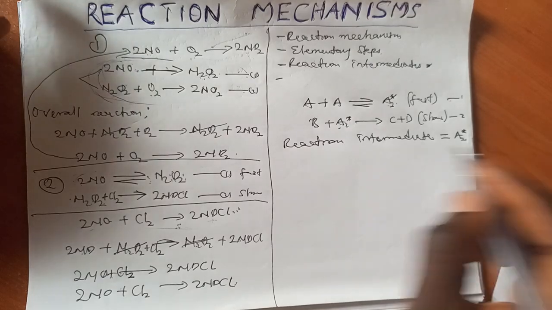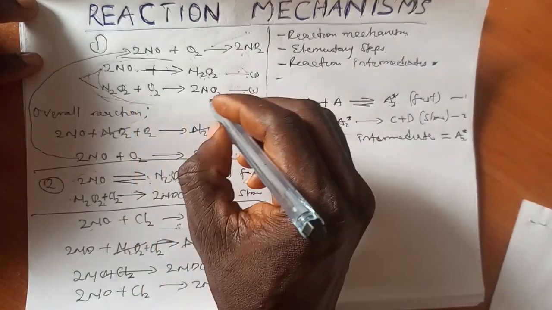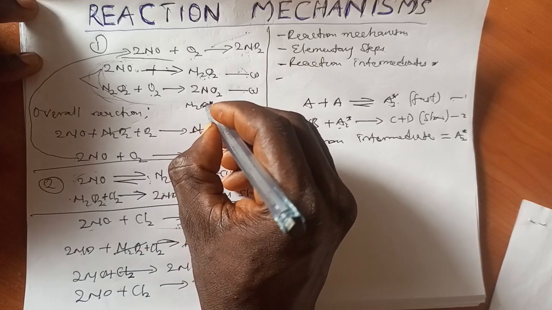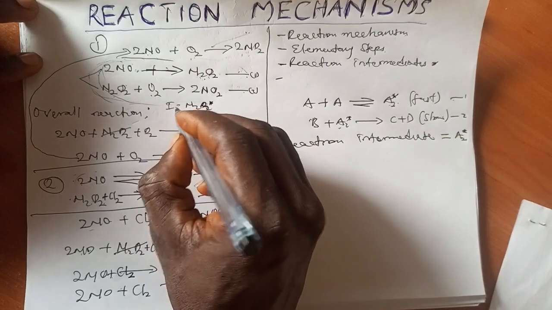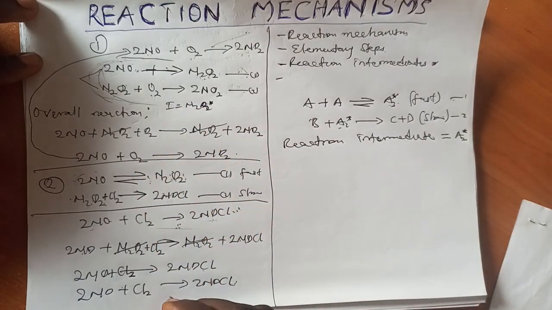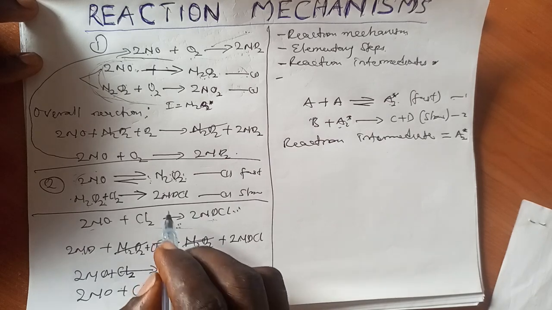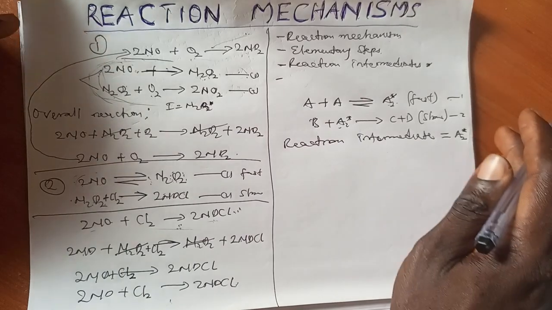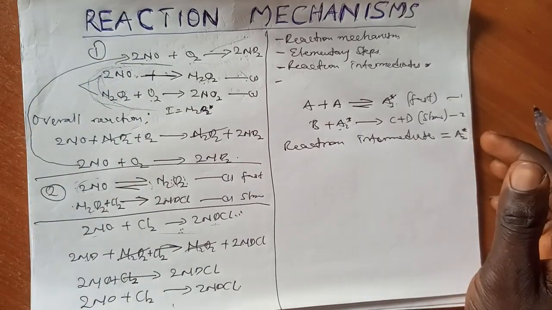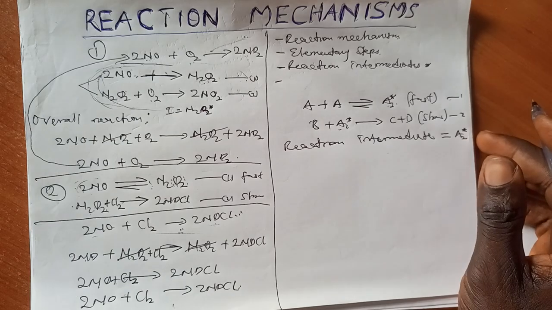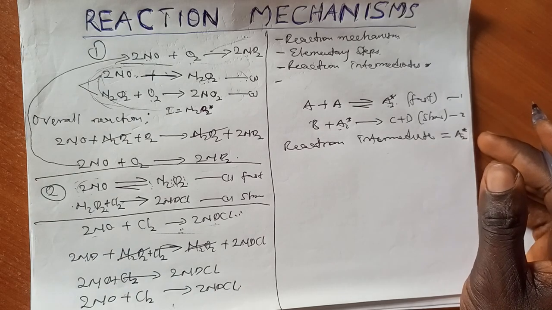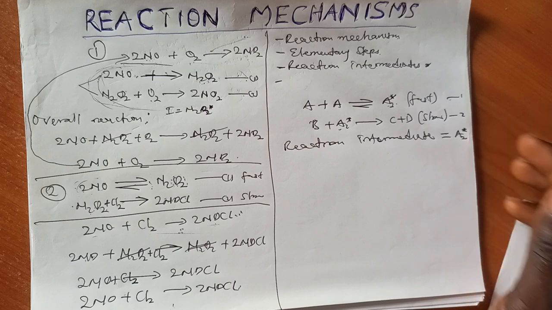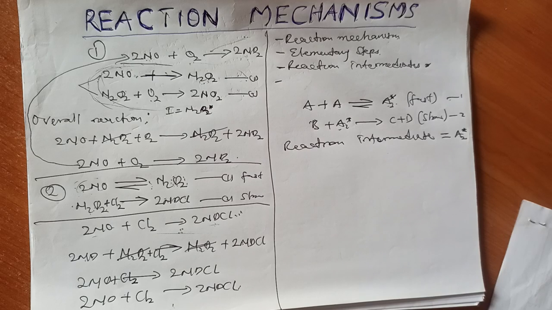Do you understand? Here, the intermediate is N2O2. That is the intermediate here. What is the intermediate in this other one? You must check the mechanism. It is also N2O2. So identifying the intermediate is very simple, but note that in any question given in a reaction mechanism, you must know how to find the intermediate. That is how to get the intermediate.